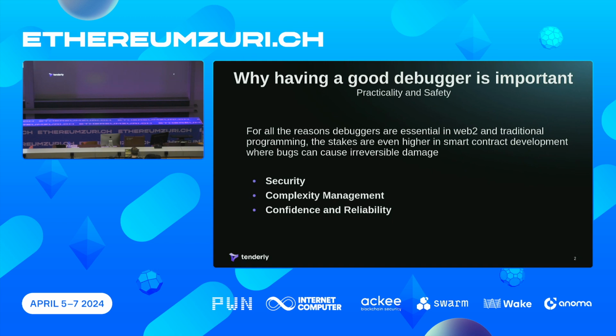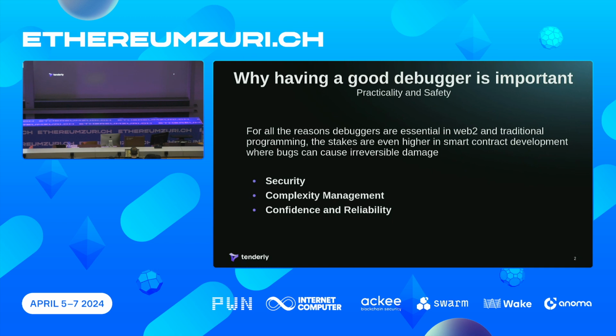On top of that, in Web 3, the stakes are much higher, and the bugs that could occur in production are usually irreversible. So one aspect of it is, of course, security. Whenever you're developing smart contracts, in most cases, a lot of funds are going to be stored on them. So you want to make sure that everything is working and that there are no bugs.